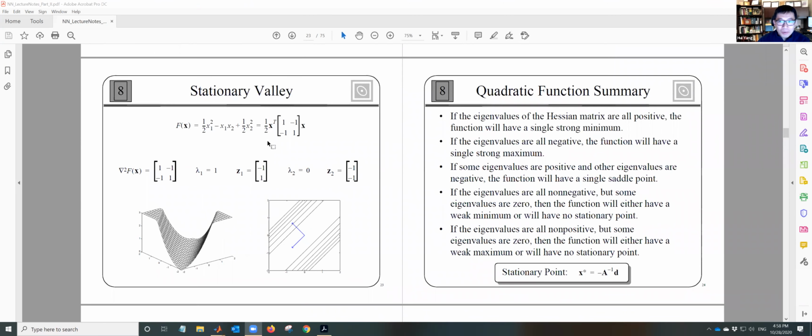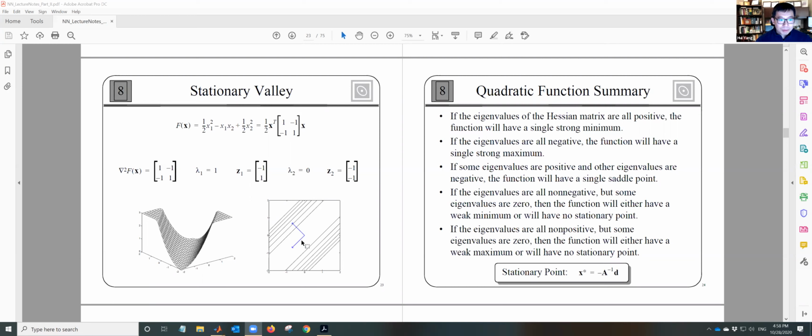Now, stationary valley, this is another function, and you do the quadratic representation, you get the Hessian, and then you have lambda 1 equals 1 along one direction, lambda 2 equals 0. You see, lambda 1 equals 1, lambda 2 equals 0. What does this tell you?